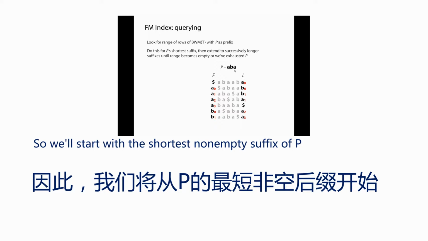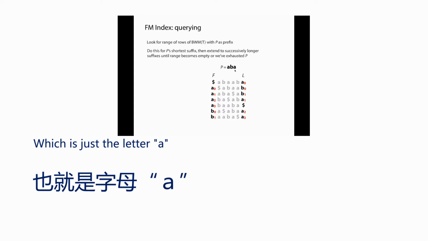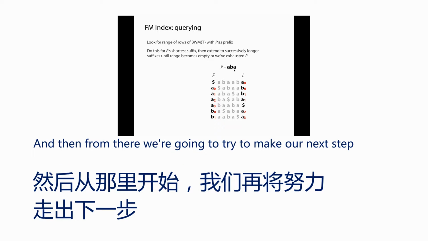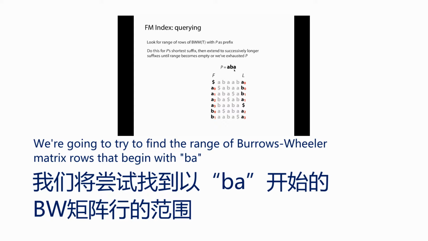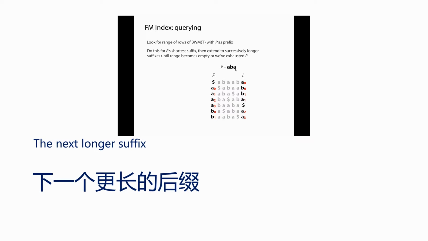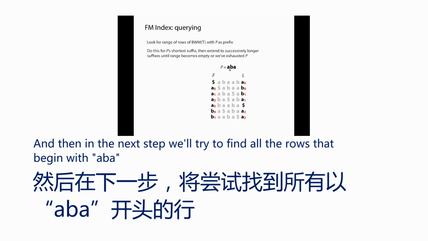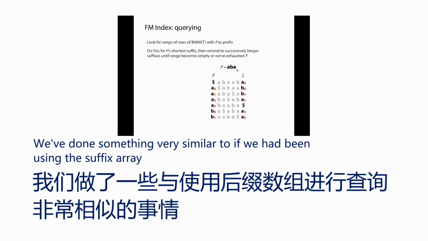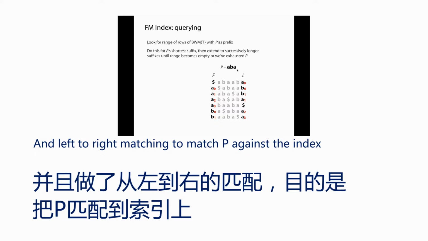So we'll start with the shortest non-empty suffix of P, which is just the letter A, and find the range of rows in the Burrows-Wheeler matrix that have A as a prefix. Then in the next step, we'll find the range of rows that begin with BA, the next longer suffix. And then in the next step, we'll find all the rows that begin with ABA, at which point we're done. We've done something very similar to using the suffix array and left to right matching to match P against the index.